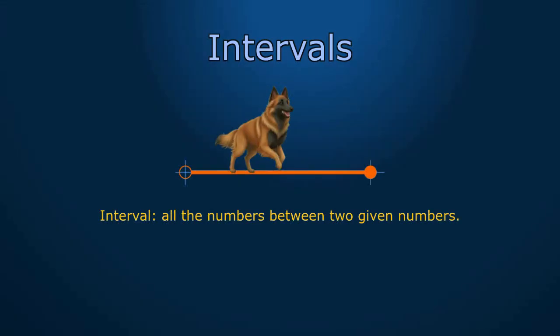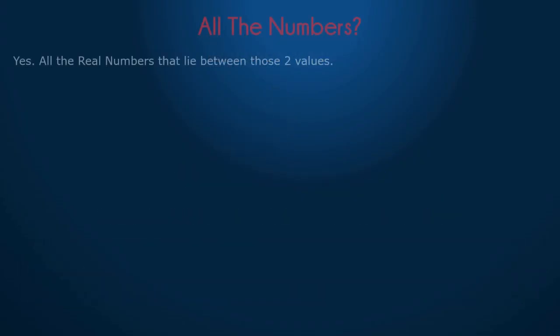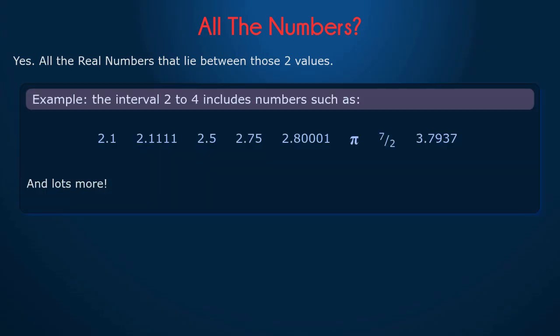Interval. All the numbers between two given numbers. Example. All the numbers between 1 and 6 is an interval. All the numbers? Yes, all the real numbers that lie between those two values.